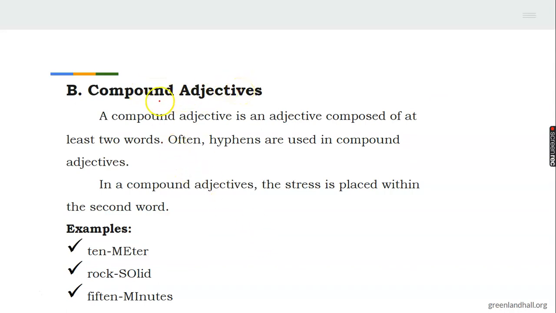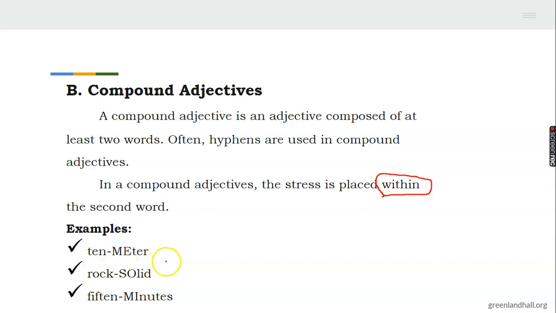Compound adjectives. A compound adjective is an adjective composed of at least two words. Often, hyphens are used in compound adjectives. And in compound adjectives, the stress is placed within the second word. Within. Take this word, very important. Within. Not on the whole second word. Within the second word.